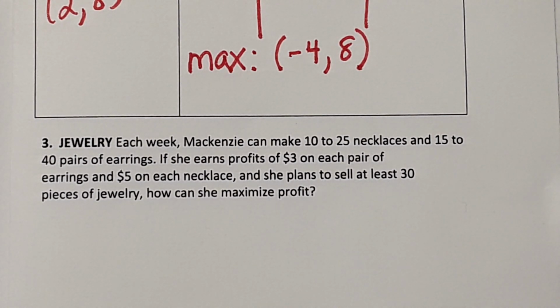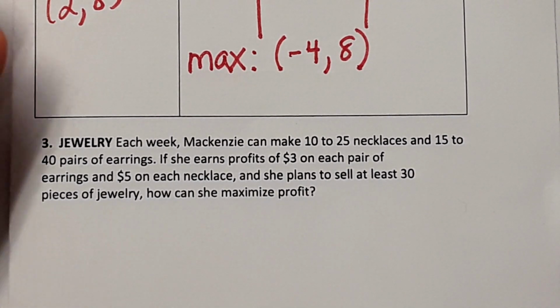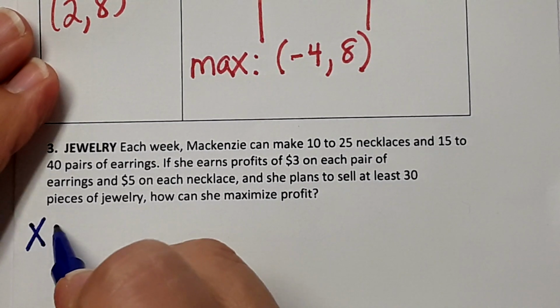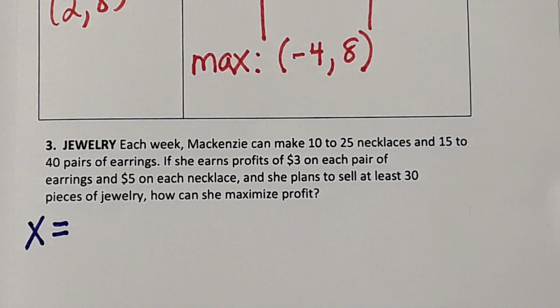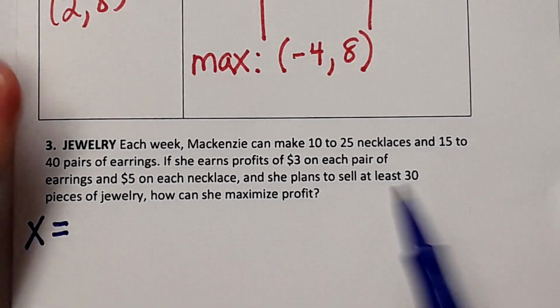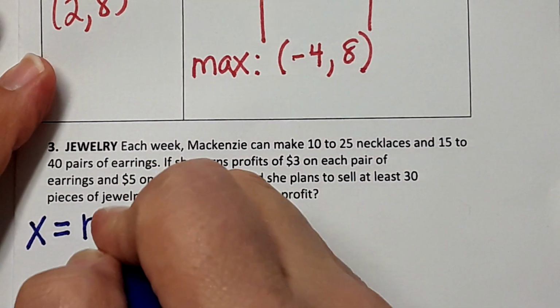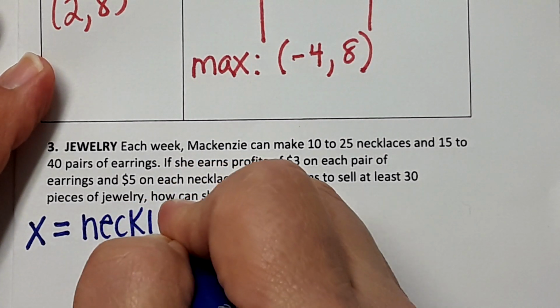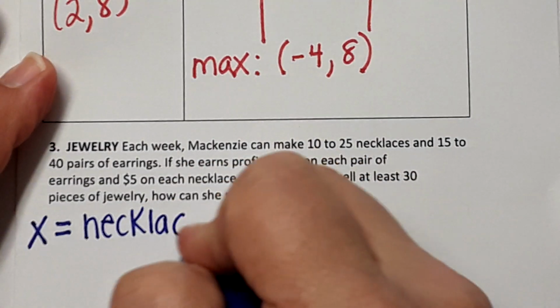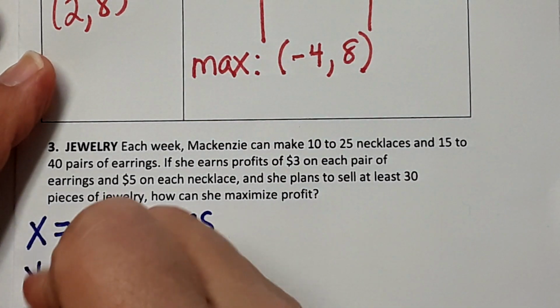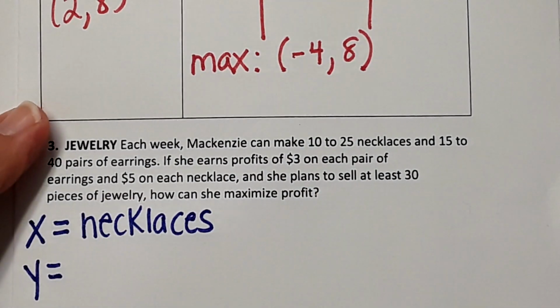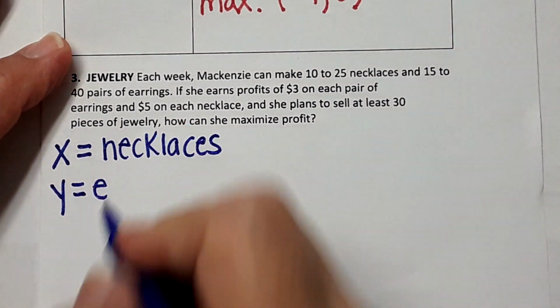Okay, so we need to first give some variables, right? We know that we're going to graph them, so we're going to give them an X and a Y. What do we want X to represent? Do we want the X to represent the earrings or the necklaces? The necklaces. So we're going to say X is necklaces. So wherever we see an X, we're going to think that those are necklaces. And Y is going to mean earrings, right?